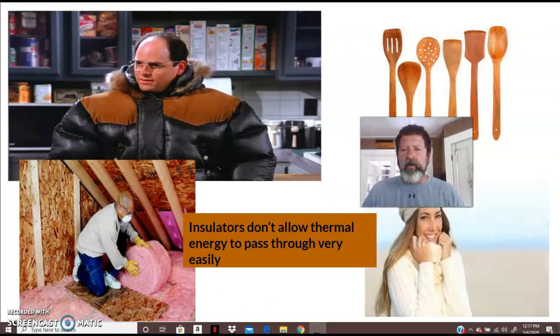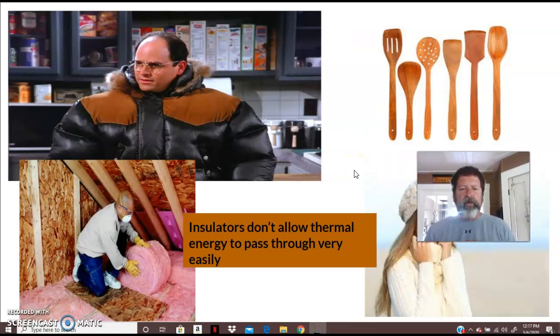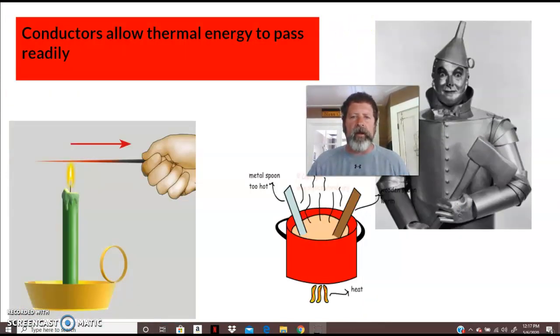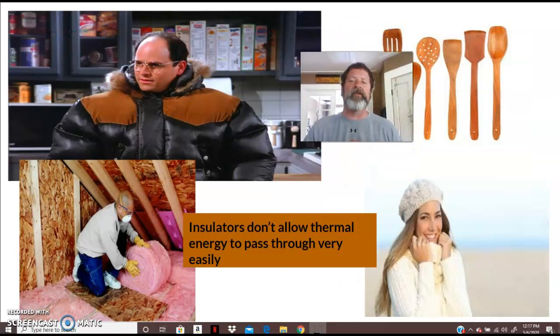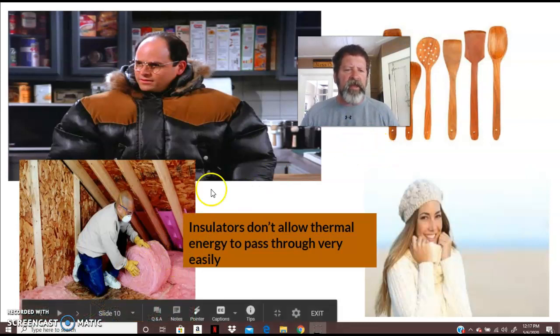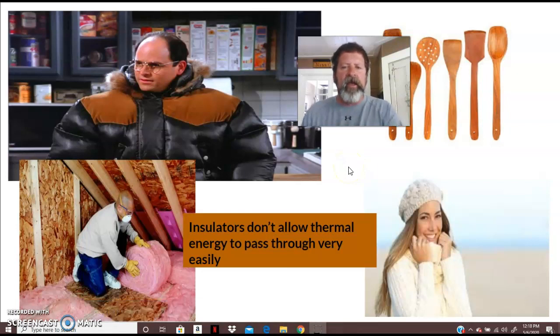Okay, so materials that don't allow thermal energy to pass through very easily, those are going to be called insulators. Insulators are things that prevent thermal energy from passing through. So like the air that's inside that puffy coat, or the air trapped inside that sweater, the little pockets of air in those wooden spoons, and that pink insulation being installed, it has the purpose of intentionally trapping air, which will trap heat.